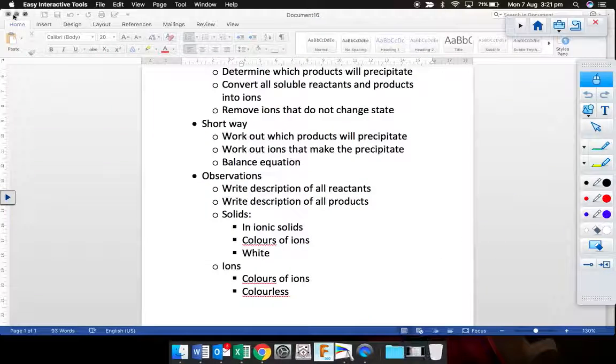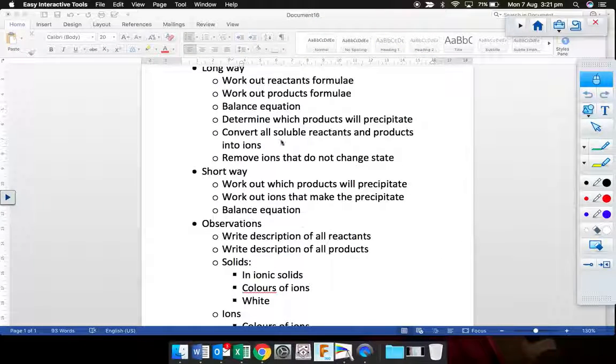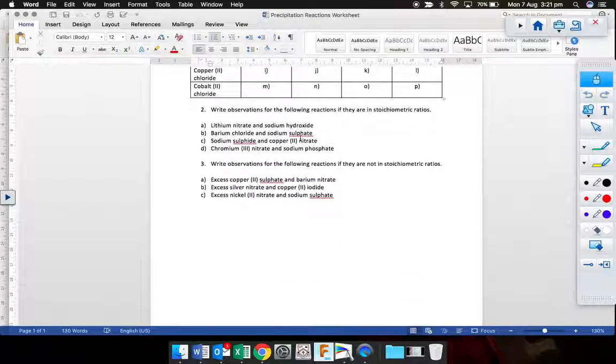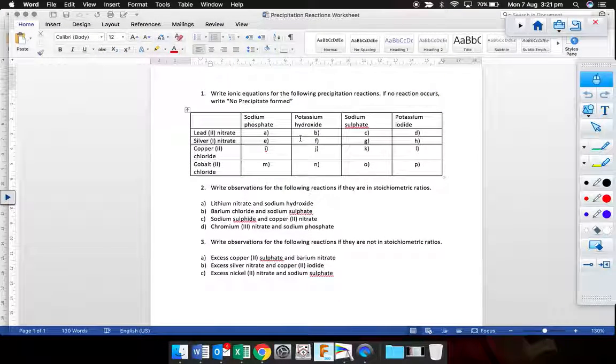And so, check those, make sure that you're working out your precipitation reactions, and then make sure that you are trying all of the questions within this worksheet here. All right? Make sure you get that one done, and then we'll see how you go in the next assessment.